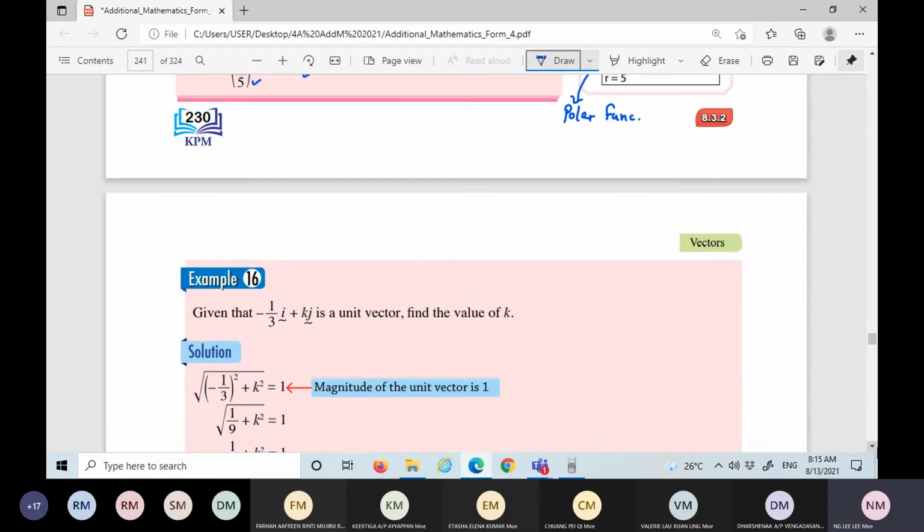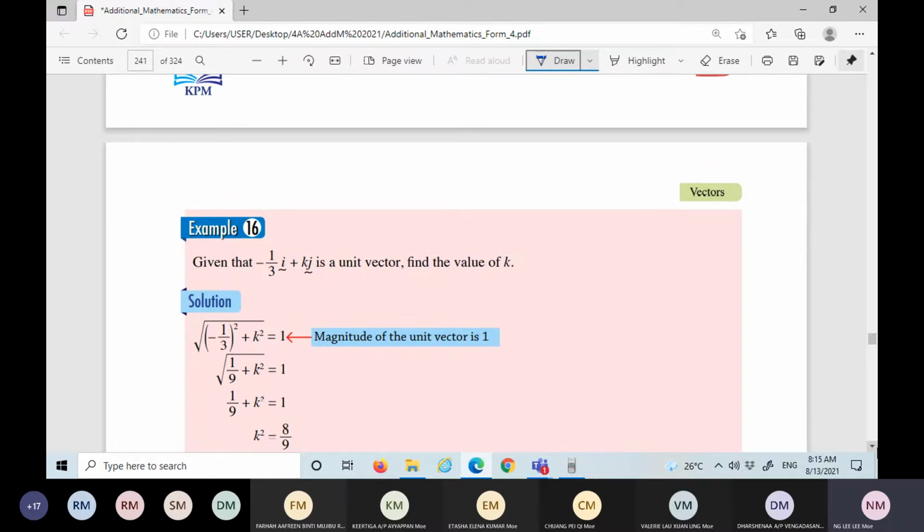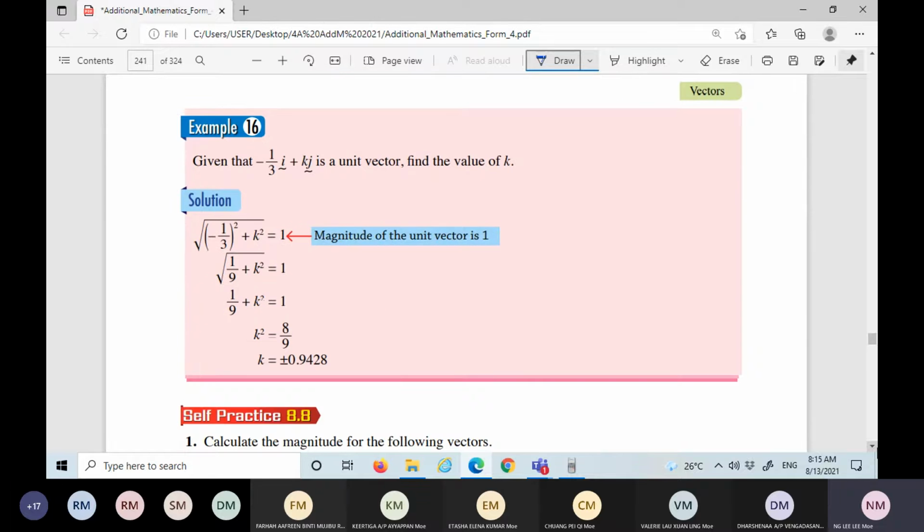So this is example 15. Now we go to example 16. Given that negative 1 over 3i plus kj is a unit vector, find the value of k. If this is a unit vector, it means the magnitude is 1, no? So you just form an equation based on the magnitude, let it equal to 1, then you solve it. For this case, you will get two values for k, one is positive, one is negative.